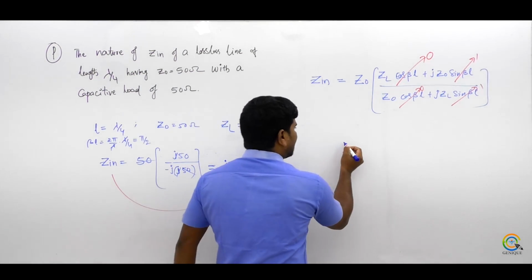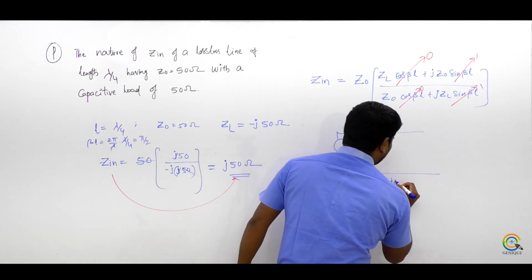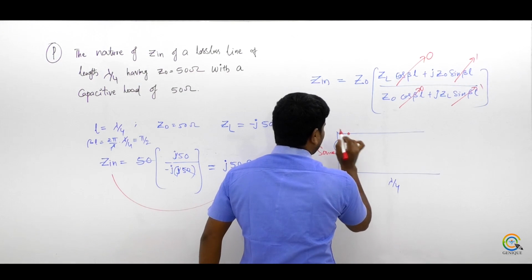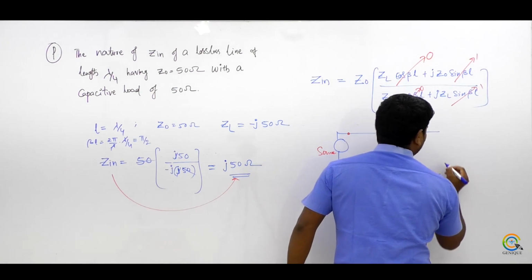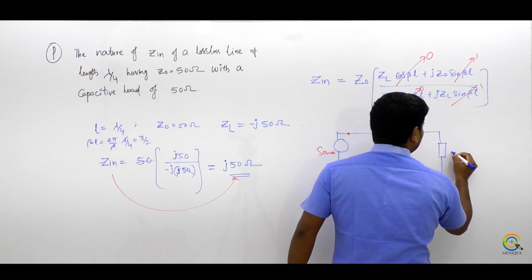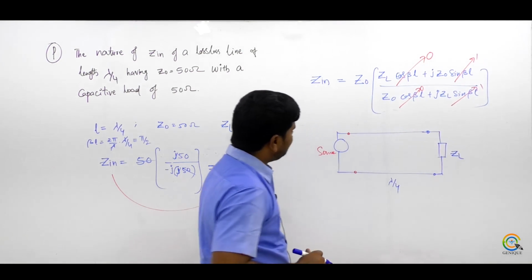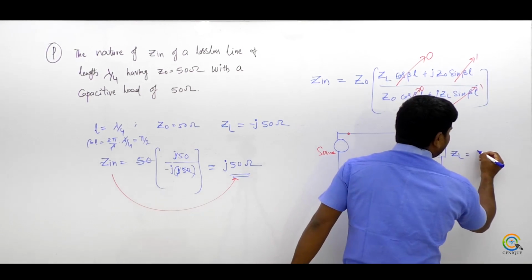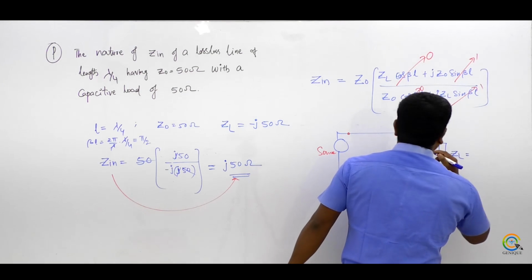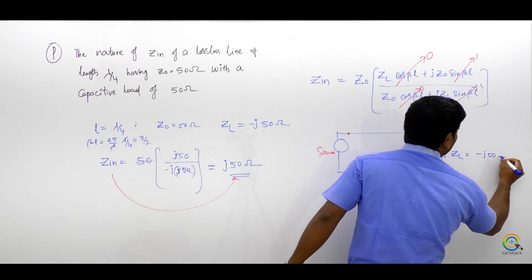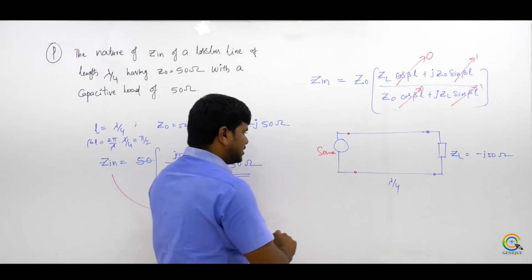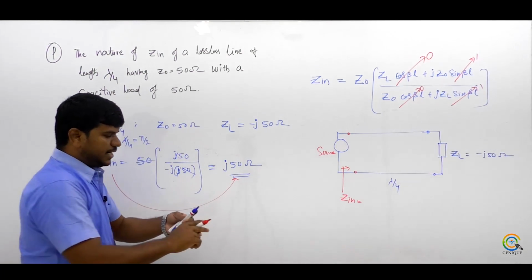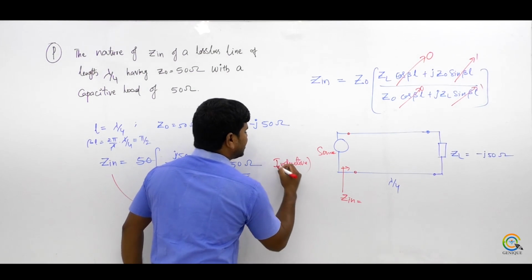The meaning of this is, if you connect a lambda by 4 line between the source and the load, let us suppose this is the source, and we connect a capacitive load of minus j50 ohm, then the Zin we got is j50. That means the input impedance is inductive in nature when the length between source and load is lambda by 4.